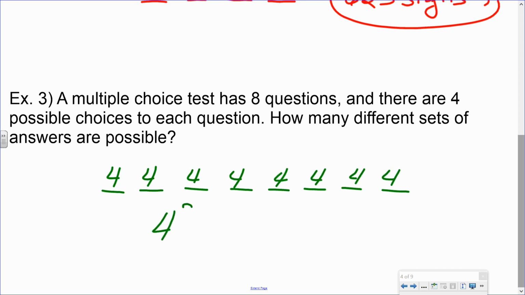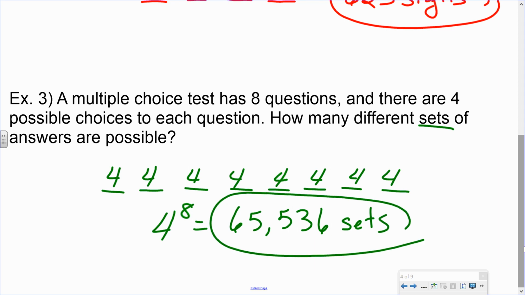So let's see, 4 to the 8th is going to mean that we have 65,536 sets of answers. Only one of those 65,000 plus is 100%. Maybe more than one way of getting an A, but there's only one way to get 100% on those 8 questions. So moral of the story, don't just guess randomly, study.